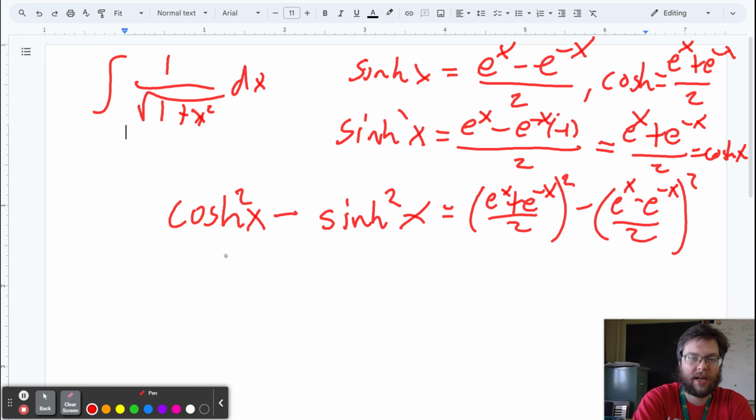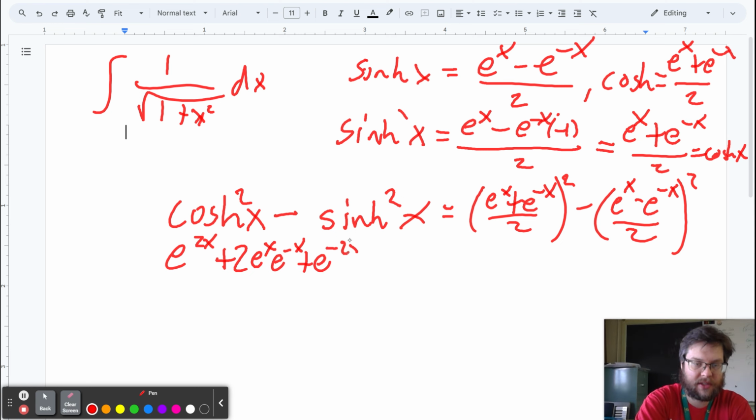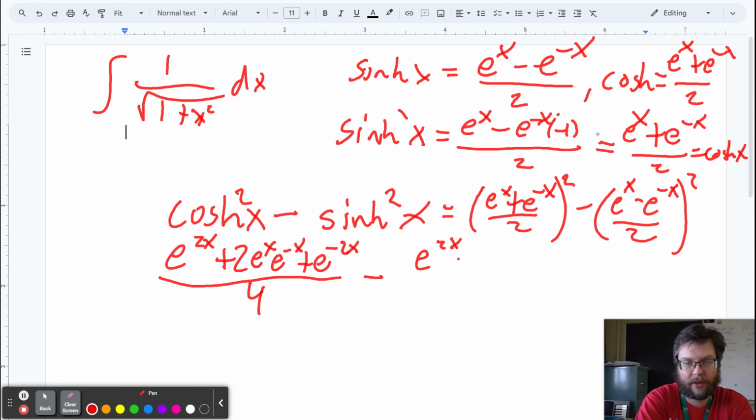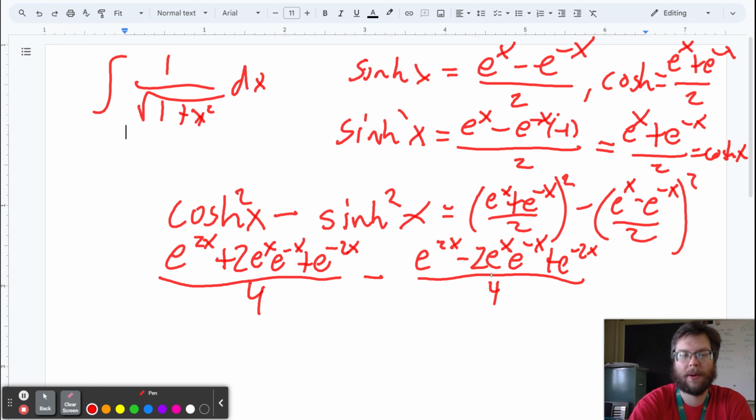So if I square it out, the first piece becomes e to the x squared, e to the 2x. Then I have 2 copies of e to the x times e to the negative x, and I have e to the negative x squared. And that's all divided by 2 squared. I'm going to subtract a very similar thing, e to the 2x, but now it's minus 2 e to the x, e to the negative x, and then plus e to the negative 2x, over 4.